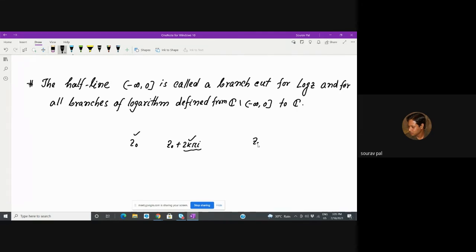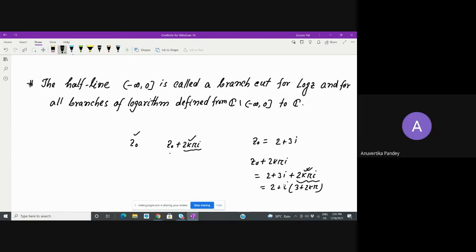If you choose your z naught to be, say, 2 plus 3i, and then this point, what is this point? This point is z naught plus 2k pi I, which is equal to 2 plus 3i plus 2k pi I. And if this quantity is non-zero, meaning if k is non-zero, then definitely this is different, right? The imaginary part is different. This is 2 plus I times 3 plus 2k pi.